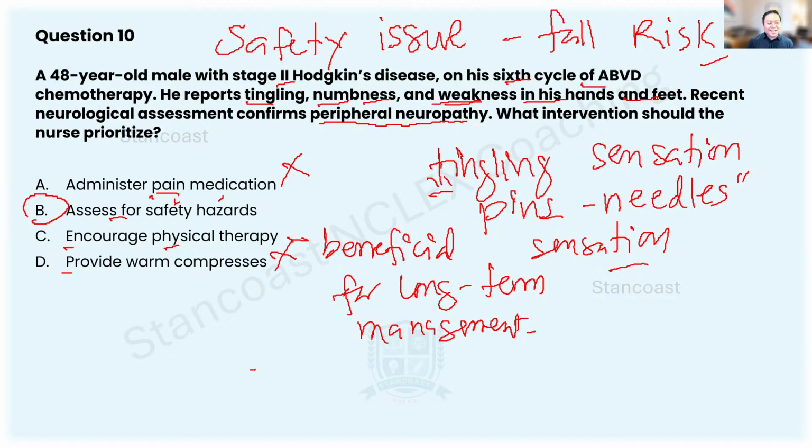Let's proceed, guys. We are going to have to select again the letter B, which will prevent this issue. Okay, we have a safety issue going on in this scenario. The patient is a high fall risk because of an altered sensation in the extremities. The weakness is another one. So this would be our best answer. Safety, assess for the safety hazards. All right, I hope that you were capturing the explanation, guys.